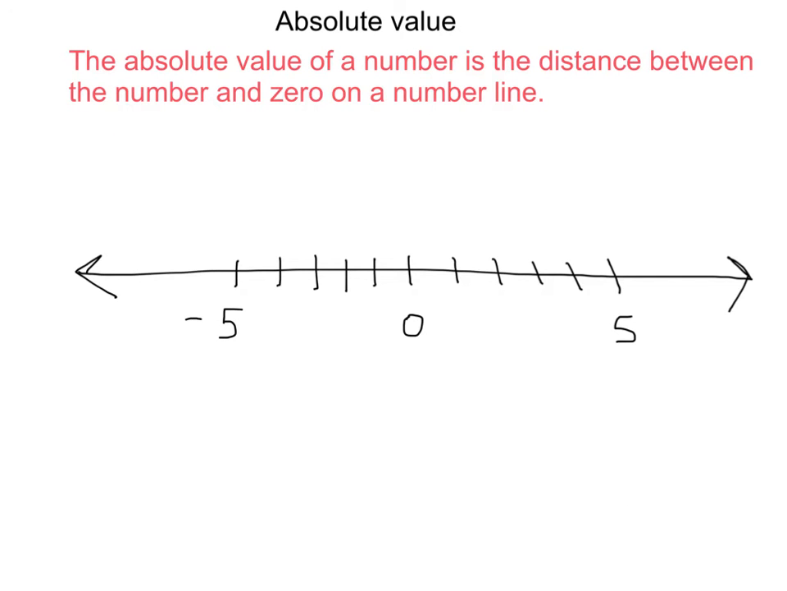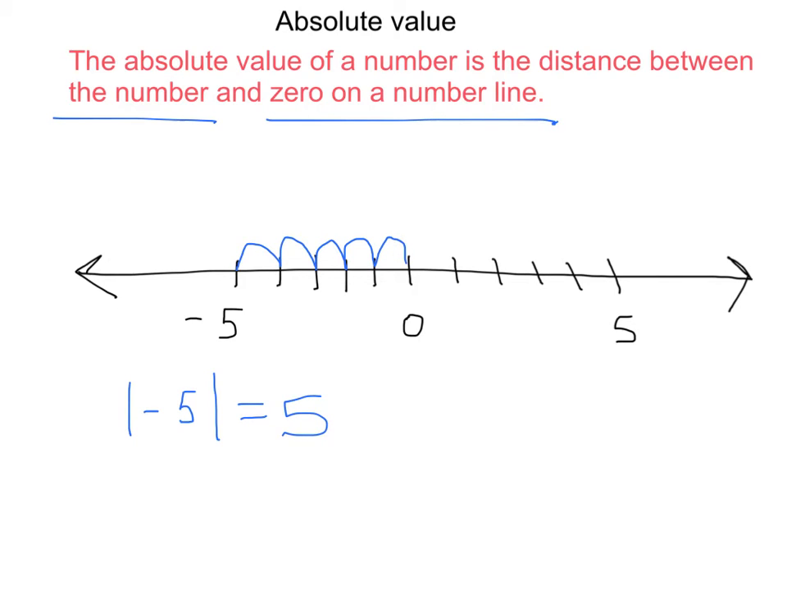Now we're going to take a look at absolute value. The absolute value of a number is the distance between the number and 0 on a number line. So you want to think of absolute value as distance. Don't really pay attention to the positive or the negative sign. It's a distance. So for example, if we wanted to find the absolute value of -5, we need to determine how far -5 is from 0. So we can count 1, 2, 3, 4, 5.